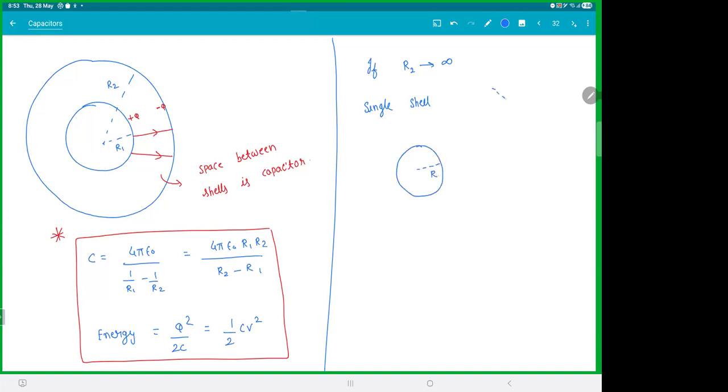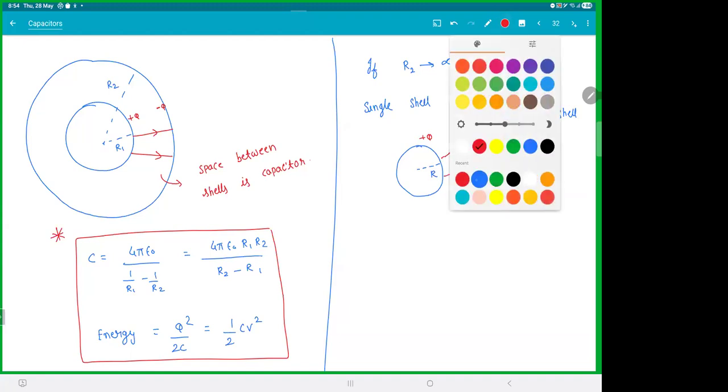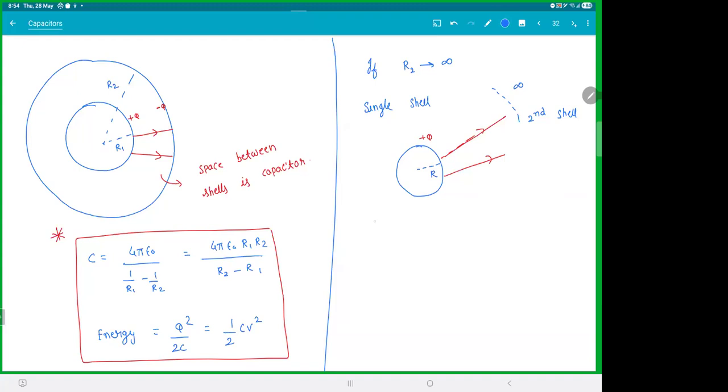So where is the second shell here? The second shell is at infinity. So all the space from the surface to infinity is the capacitor. So you can even have a capacitor like this. Even a single shell can be treated as a capacitor. Now look at the formula. If R2 is infinity, then 1 by R2 is 0. You end up with 4 pi epsilon by 1 by R minus 1 by infinity. You get 4 pi epsilon R. This is your single shell capacitor. So even a single shell can be treated as a capacitor, assuming infinity is the second shell.